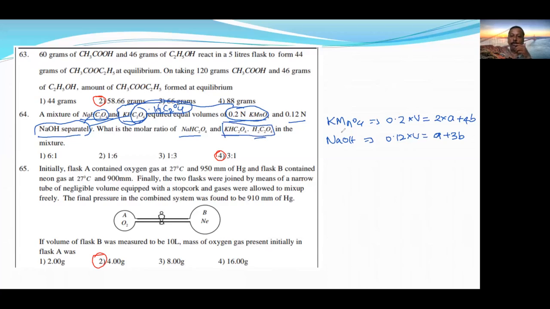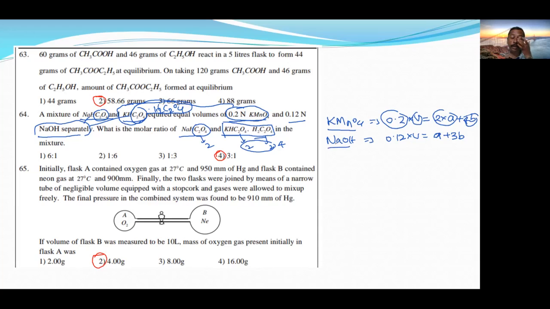So when I use KMnO4, this will be oxidized to CO2. So the equivalent factor will be how much? 2. Here also 2. Here also 2. So for this mixture the equivalent factor will be 4. So 0.2 normality into, let us take volume as V. So for NaHC2O4 it will be 2A. For the mixture of KHC2O4 and H2C2O4 it will be 4B. That is the way.